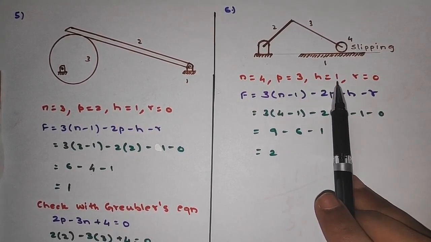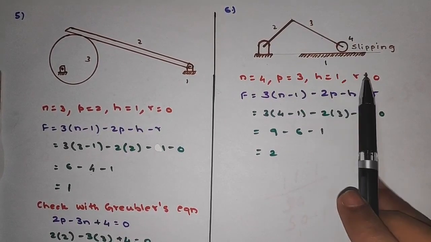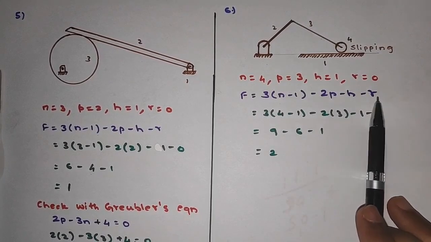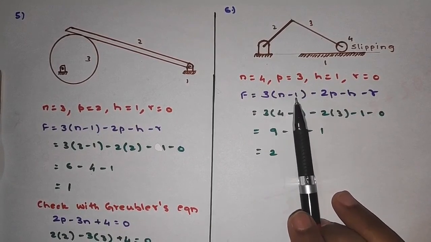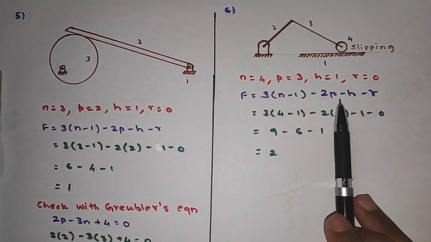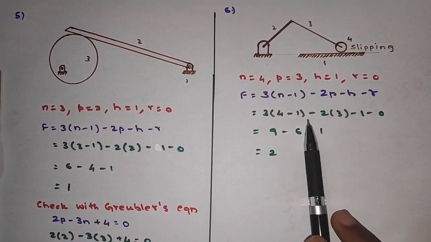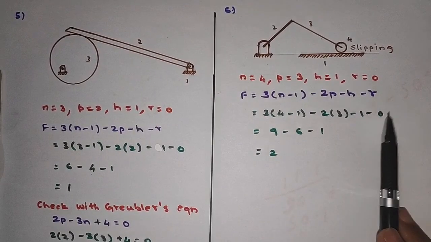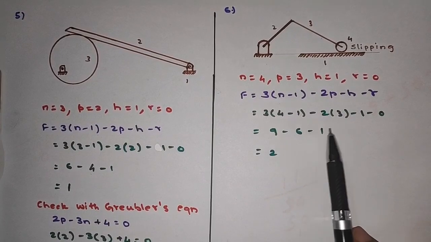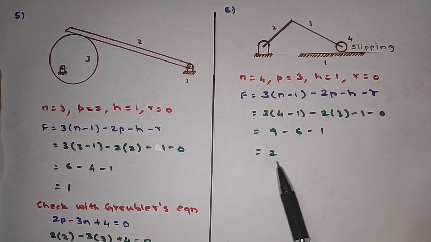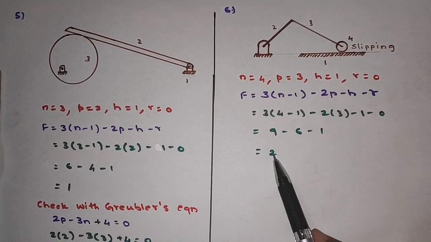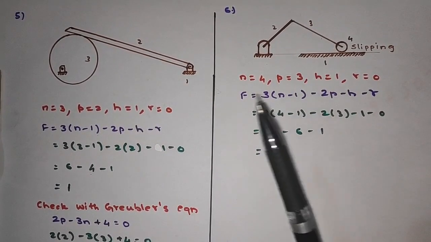So we take h equal to 1, and there is no redundant degree of freedom, so we take r equal to 0. We substitute these values in the Kutzbach equation: F equals 3 times (n minus 1) minus 2p minus h minus r. So n is 4, p is 3. So 3 into (4 minus 1) minus 2 into 3 minus 1, minus 0. So 9 minus 6 minus 1, and upon simplifying we get the degrees of freedom as 2. So this is the mobility of this particular mechanism.